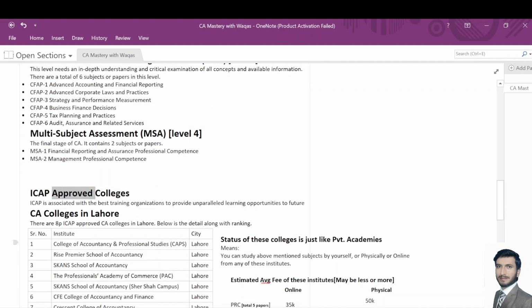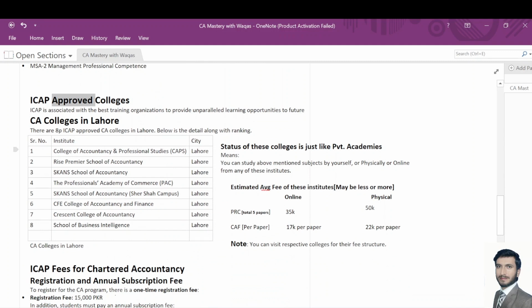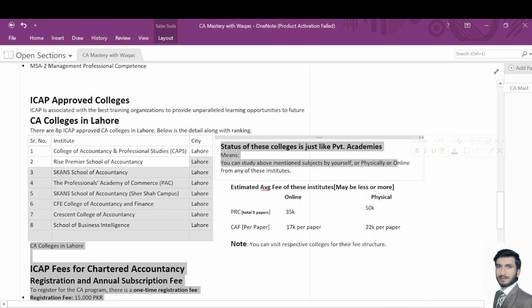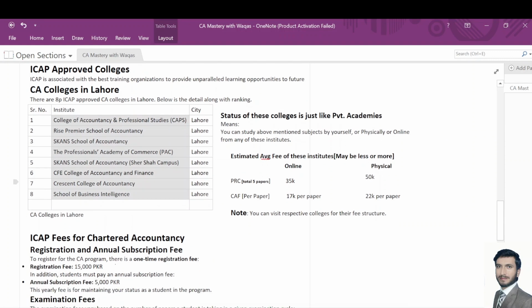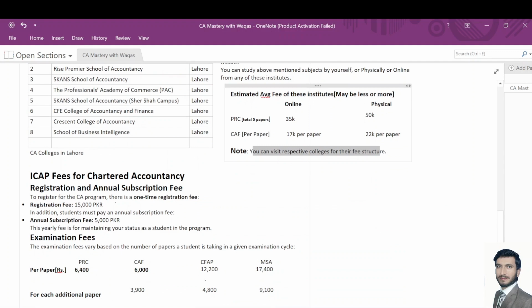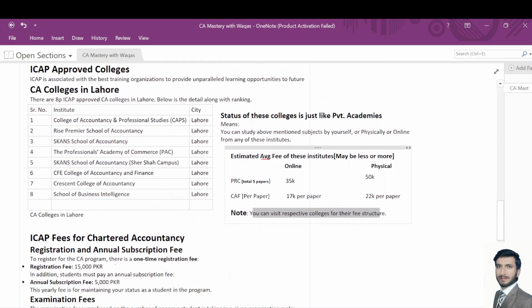Well, there are ICAP approved colleges. These are basically private colleges that are registered with ICAP, and you can study the above mentioned subjects of PRC, CAF, CFAP, or MSc by yourself, or physically or online from these institutes. I have added the list of institutes from Lahore and their estimated average fee, according to me, for PRC and CAF. You can visit the respective colleges for their fee structures. And remember that this type of fee can be negotiated.